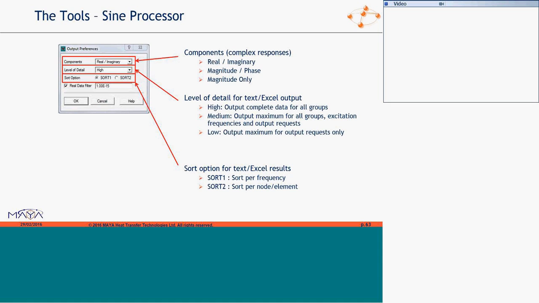But here we have complex results. So how do you want them? You want real imaginary? You want magnitude phase or magnitude only? For the text output mainly, and some of the plots. Details, high and low. You want group for the groups, or do you want complete data, including any groups you've defined and all the contents of the group? So lots of data. You want sort 1 or sort 2 format, so by frequency or by node and element.